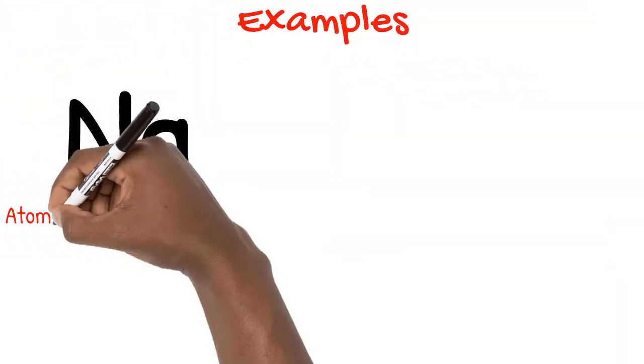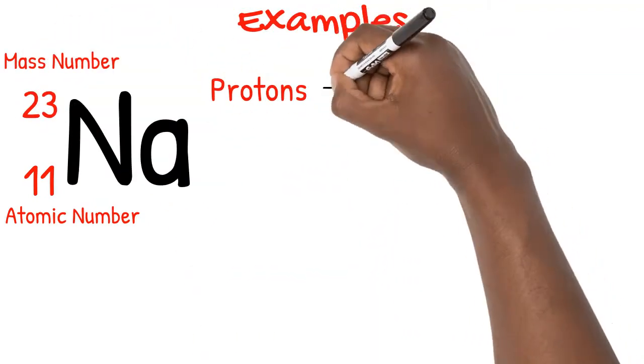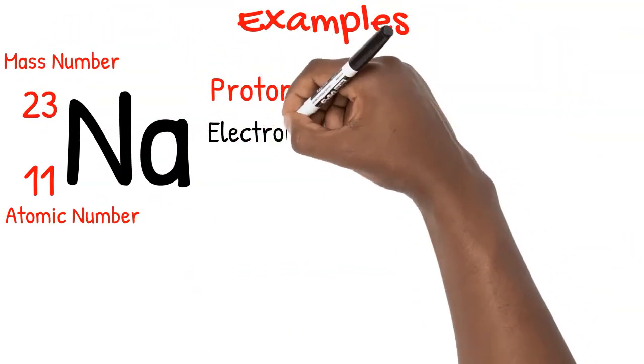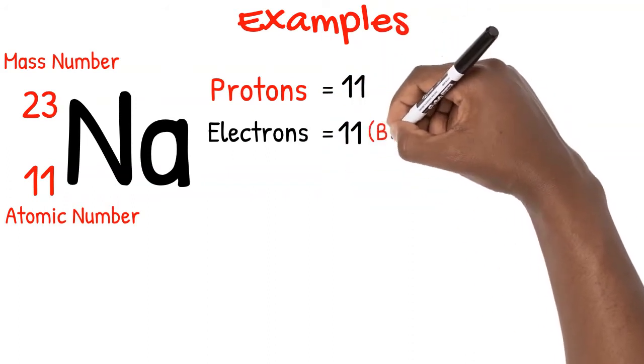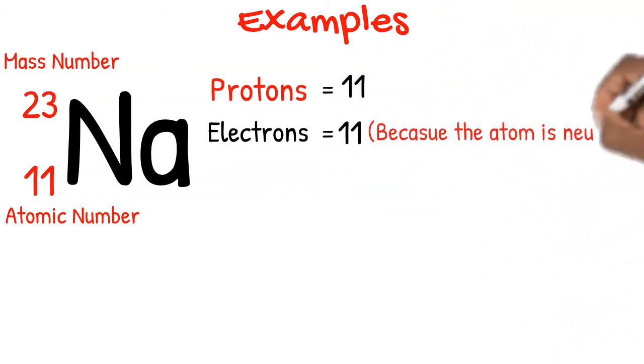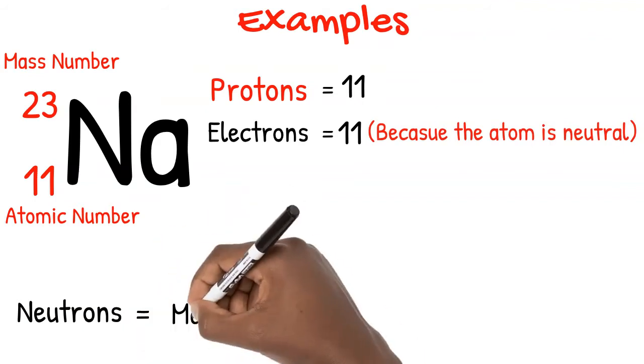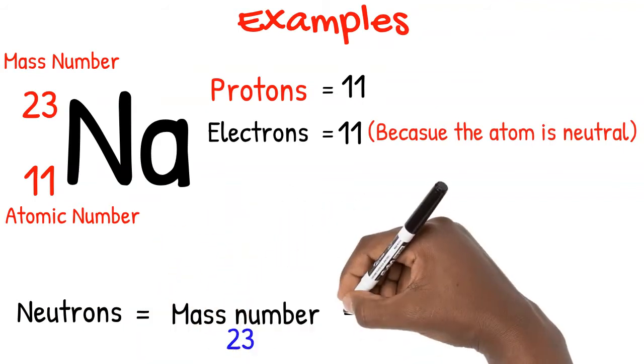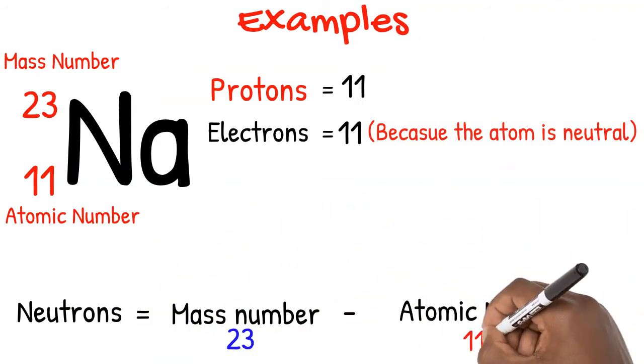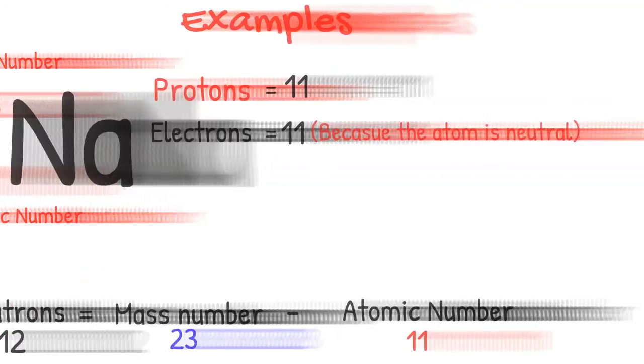If you take sodium, the atomic number is 11, and the mass number is 23. So the number of protons will be 11. The number of electrons will be 11 because the atom is neutral. But the number of neutrons will be the mass number, which is 23, minus the atomic number, which is 11, which gives you the answer of 12.